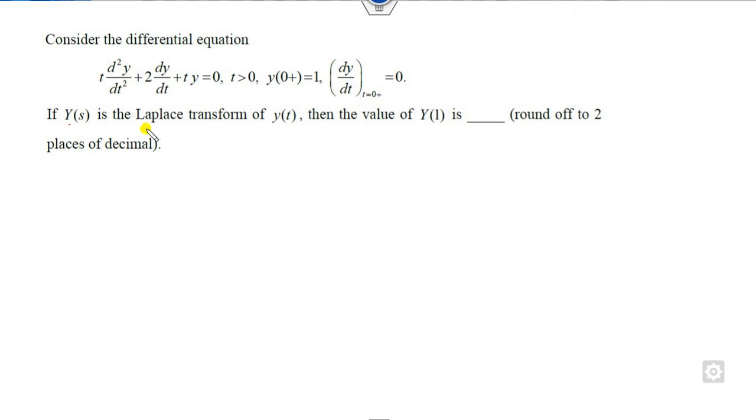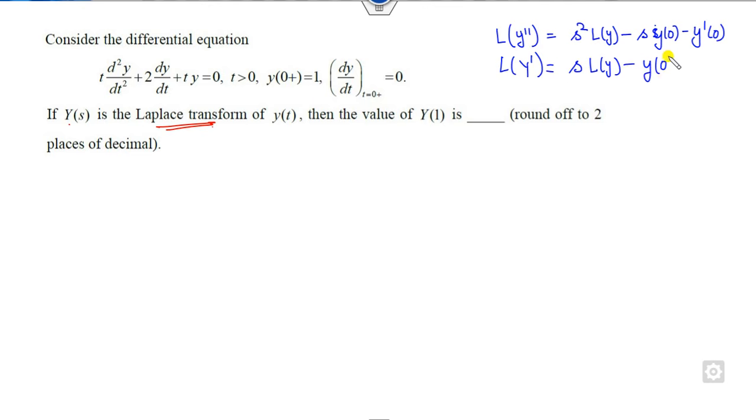Okay, look at that. Y of s is a Laplace transformation, so you have to solve this using the Laplace transformation. First of all, you all know how to take the Laplace of the derivative. It is s square Laplace of y minus s y of 0 minus y dash of 0. What is the Laplace of y dash? Laplace of y dash is s Laplace of y minus y of 0. What is the Laplace of t times something? It means minus d by ds of Laplace of that. So that's simple.